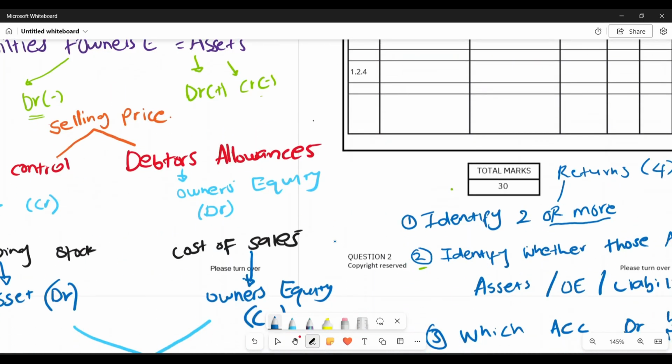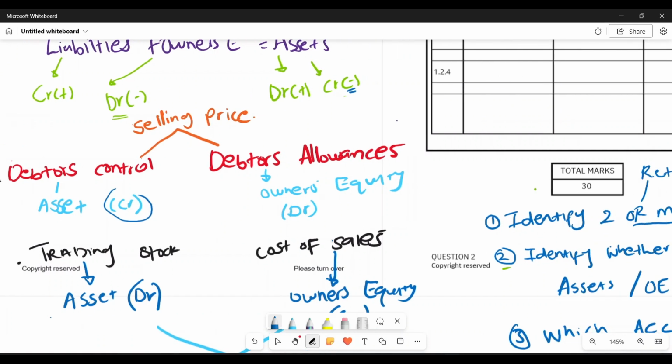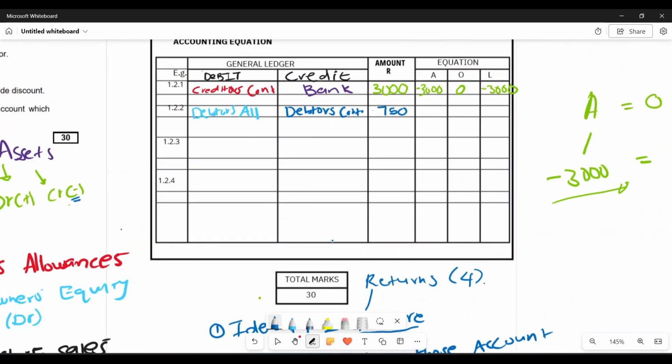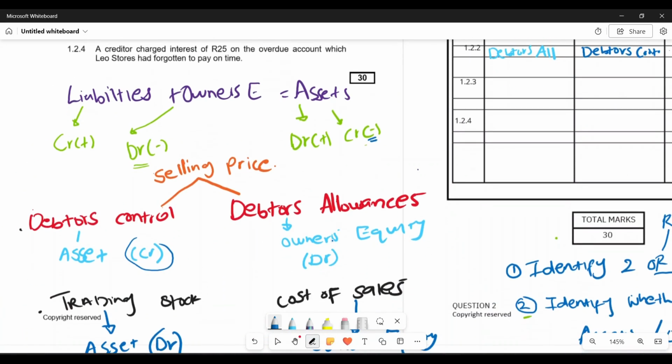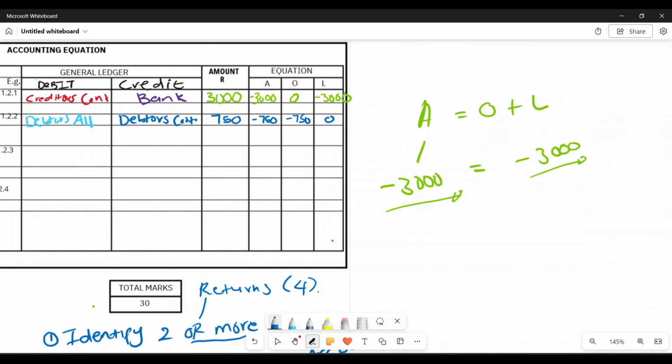And remember, I said my debtor's control is my asset. And because it's on the credit side, remember your assets decrease on the credit side, right? So I'm going to minus the 750 on my assets. And my debtor's allowances is on my owner's equity. And remember, my owner's equity is debited and they decrease on the debit side. So my owner's equity should also be minus 750. This must be 0. So can you see that my asset is minus 750, which is equal to your other side, your owner's equity, which is also minus 750.